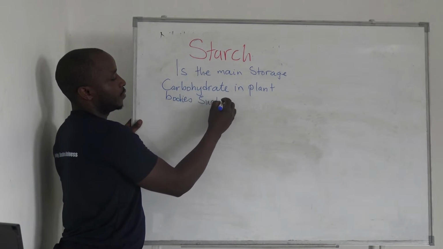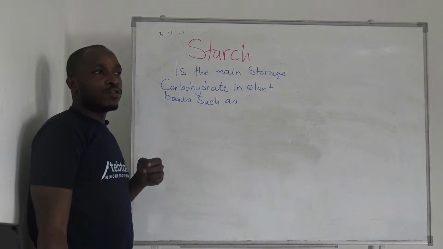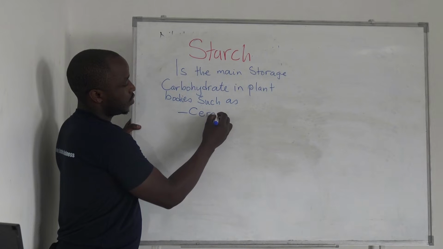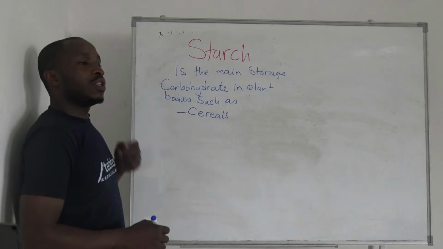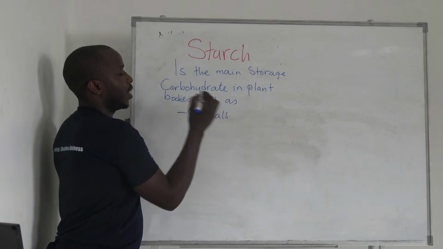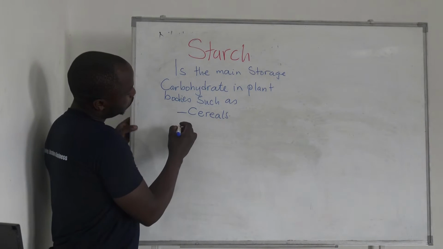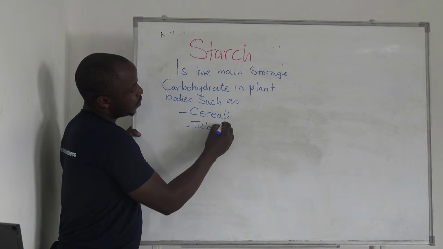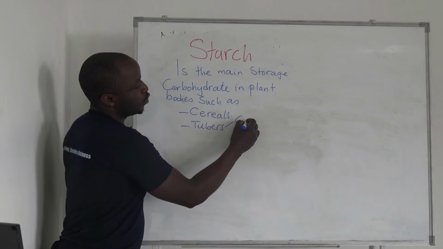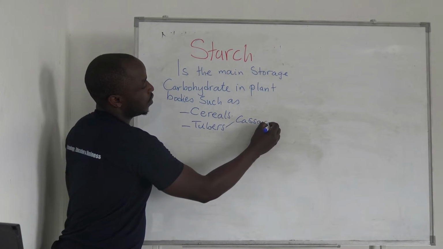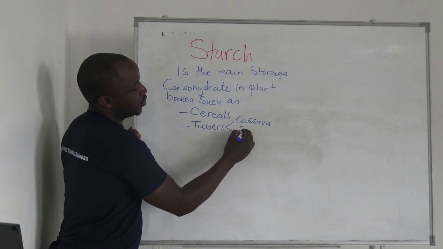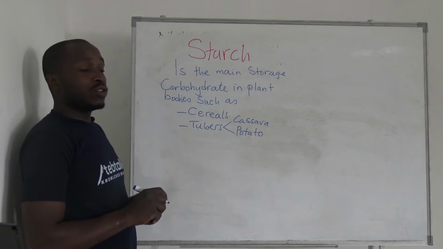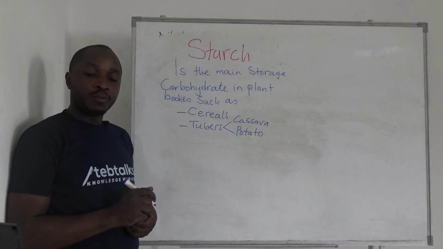Such as our locally available foods, the cereals, starch, the tubers, cassava tubers, potato tubers, all are storage organs of plants that store starch.